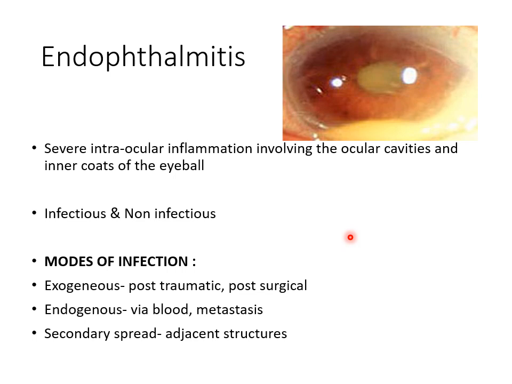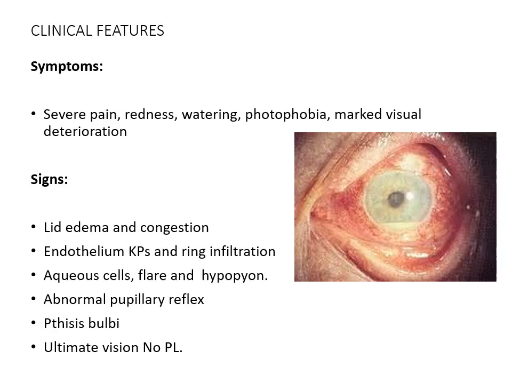I'm talking about endogenous endophthalmitis mostly. So, infectious versus non-infectious, mode of infection: post-traumatic, post-surgical. This is the one I'm talking about, a specific type. It is a different entity. Endogenous can be via blood or metastasis, and secondary spread can happen via adjacent structures. So remember the definition of endophthalmitis: pus in the anterior chamber, or hypopyon.